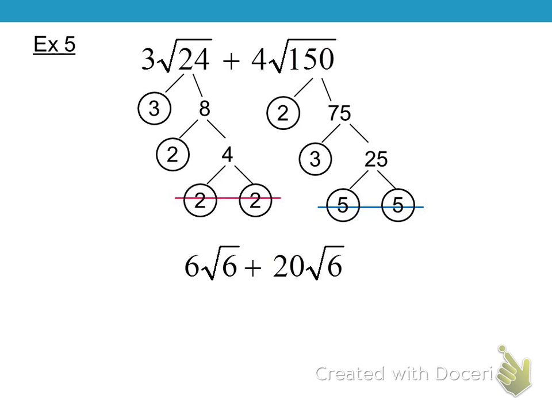Why is that so nice? Because they're both square root 6. What is 6 square root 6 plus 20 square root 6? 26 square root 6. We're going to have plenty of time on the homework. Questions? This is way simpler.